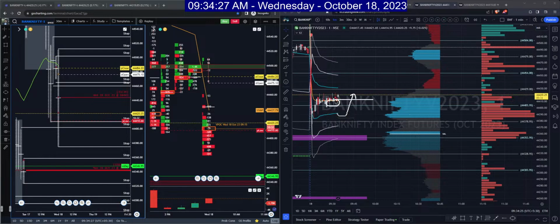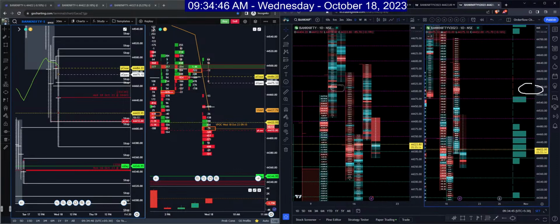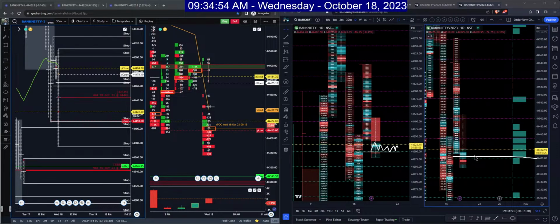So if you see, we are getting accepted. We are seeing supply getting accepted. Supply is absorbed below VWAP, and I'm looking for a seller at this particular level. Let me just go to the footprint chart. So 44,300 is still holding. We are just in a 20-point range. Here also it is holding 44,400. Again, here also we are in a 20-point range.